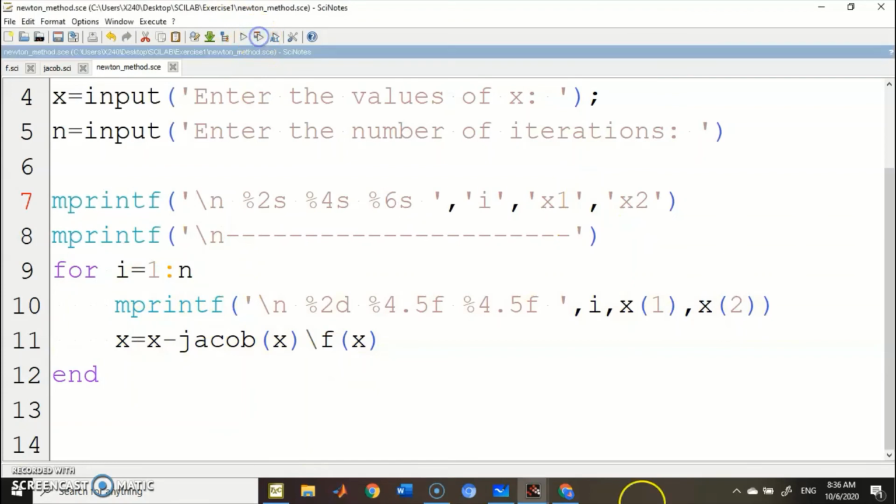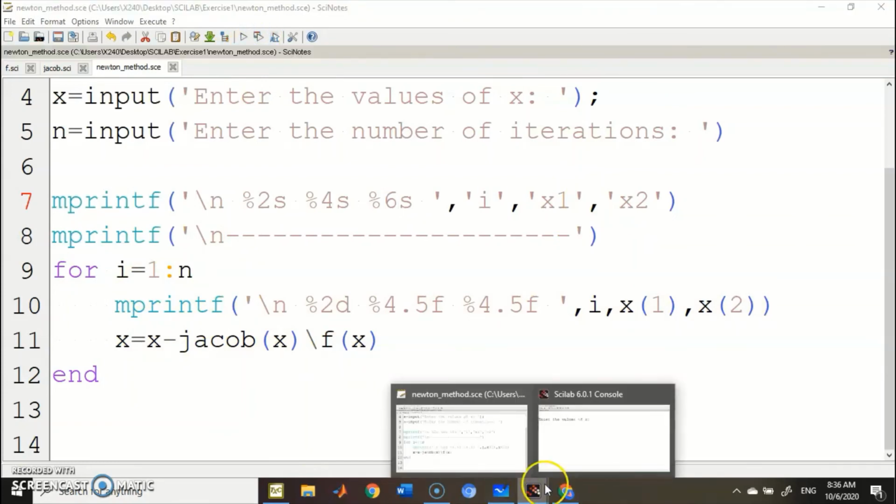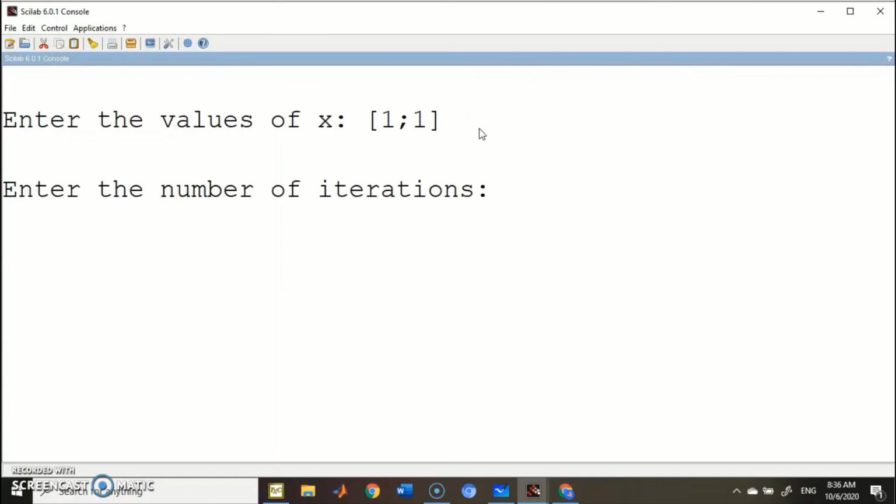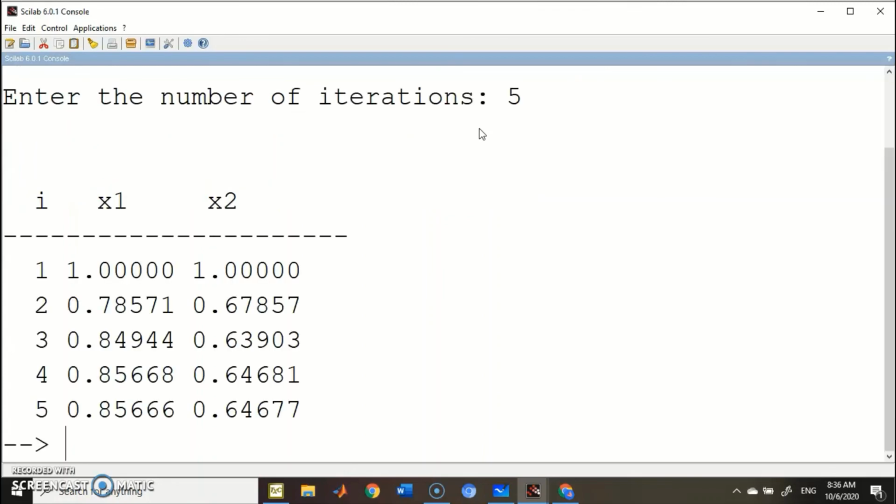So when I press the execute button here, enter the value of x. See, you can write it like this, which should be a column vector, or you can also write it like this. Okay, the same thing. And then enter the number of iteration. Let's say 5. There you go. This is what you should observe. Okay, I from 1 to 5, x1 and x2.